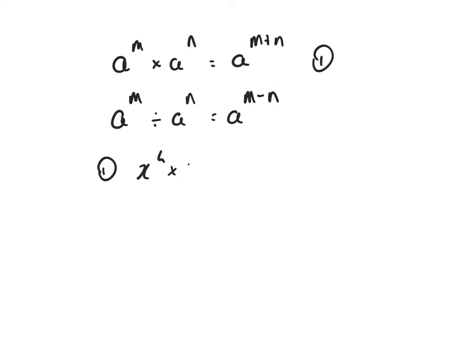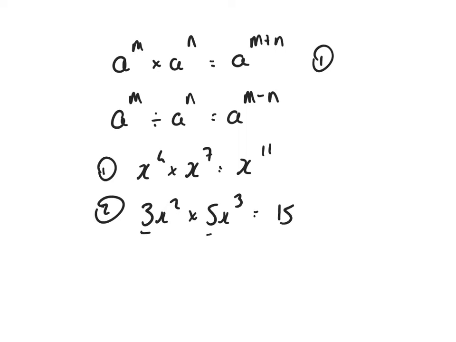x to the 4 multiplied by x to the 7, we'll add the powers and that will be x to the 11. 3x squared multiplied by 5x cubed. Well, 3 times 5 is 15, but then I need to add the powers, so that's going to be 15x to the 5.